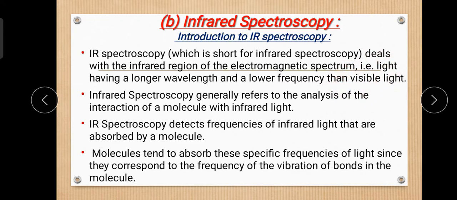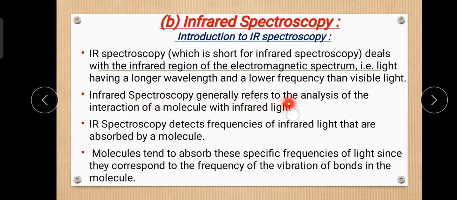Infrared radiation is classified into different types: far infrared, near infrared, and mid infrared, and all of these have different wavelength and frequency ranges. So the IR region is a particular region of the electromagnetic spectrum, and with the help of this radiation we can study a sample or molecule. This spectroscopy is known as infrared spectroscopy.